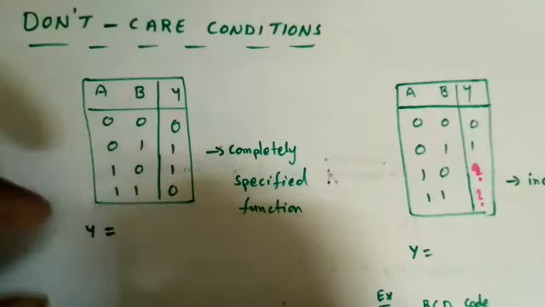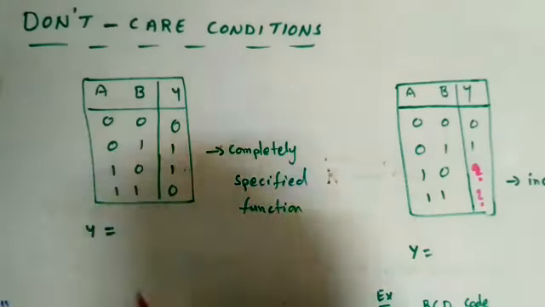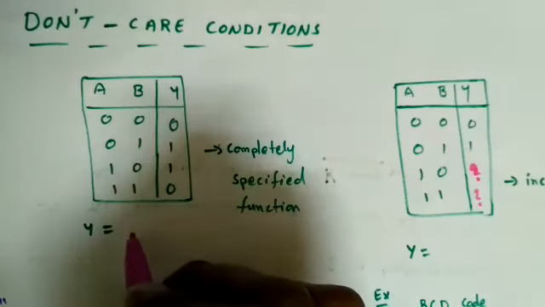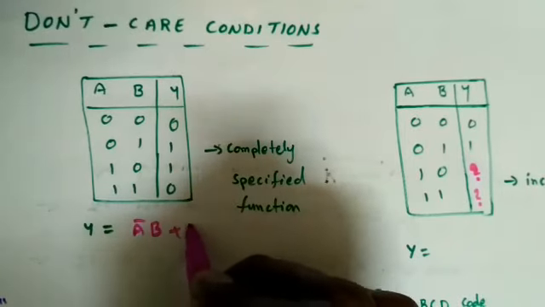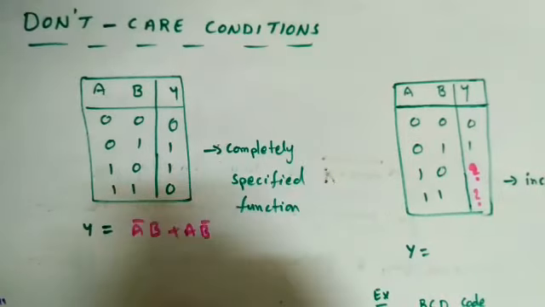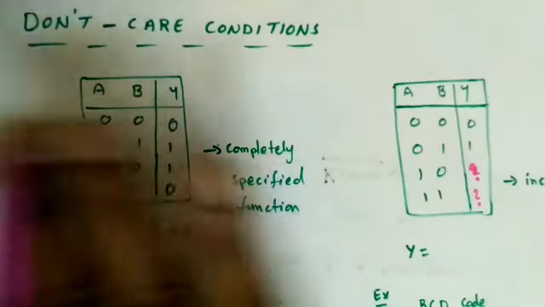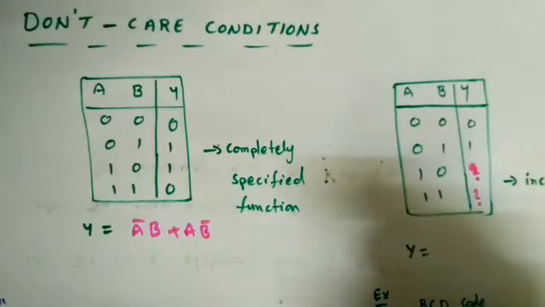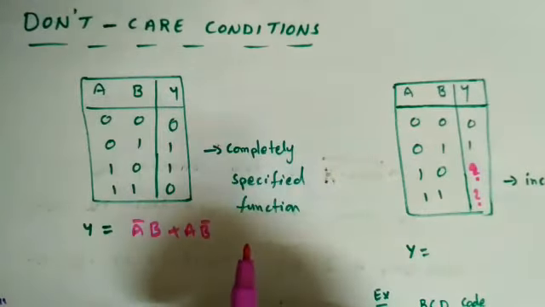Now, how can I write the function value of a Boolean function? This is one min term, so I can write the sum of min terms, that is a bar b plus a b bar. These are the sum of min terms. I can write the completely specified function like this. Similarly for 3 variables, 4 variables, as well as 5 variables, and so on. So this is about the completely specified function.